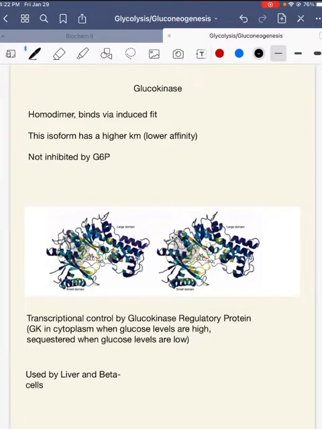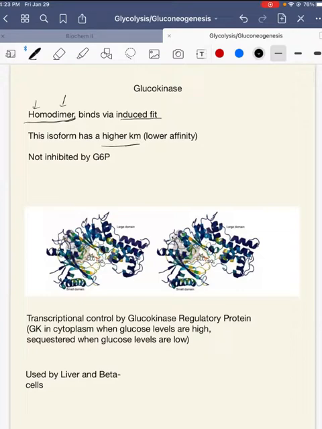It's a homodimer. That means it has 2 subunits that are the same. The 2 subunits are the dimer. Homo just means they're the same, and it binds its substrate via induced fit. This enzyme has a higher Km, so it has a lower affinity. I'll explain why this is important for your entire body and why it mainly exists in the liver.